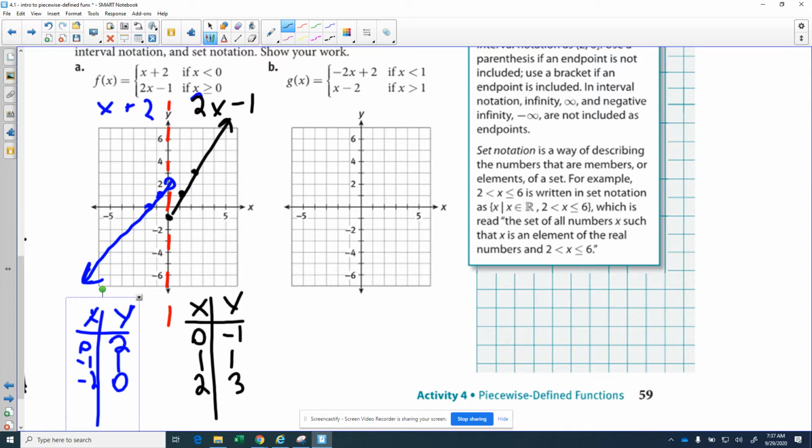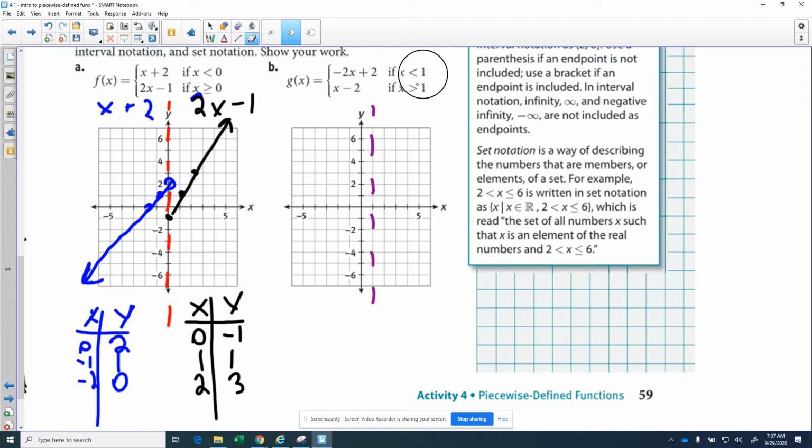Let's go ahead and follow the same process for the second problem, because there's a slight difference in this one that we want to understand. For this one, we have 2x minus 1 if x is less than 1, and x minus 2 if x is greater than 1. So right off the bat, we see that our restriction is 1. So I'm going to come over here and do my fence at 1.